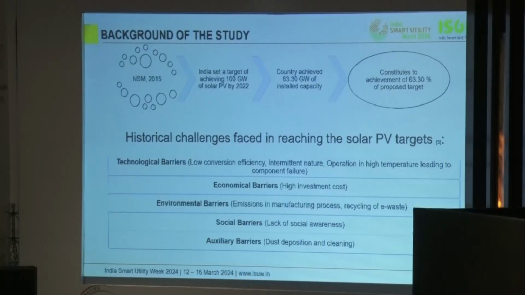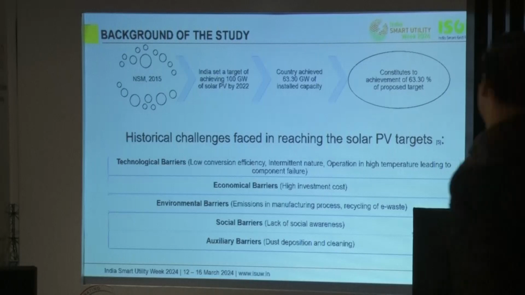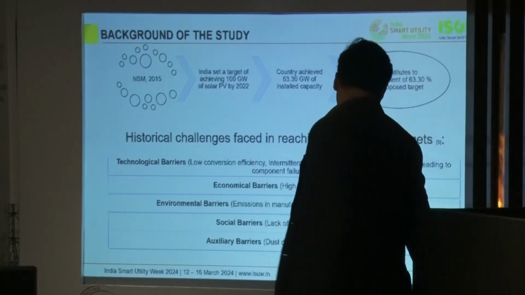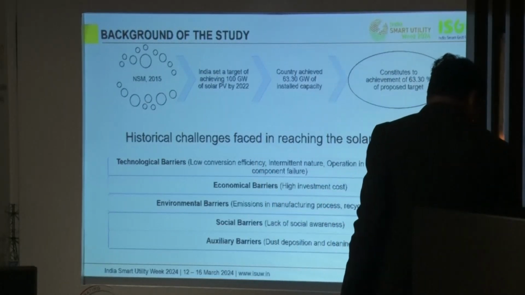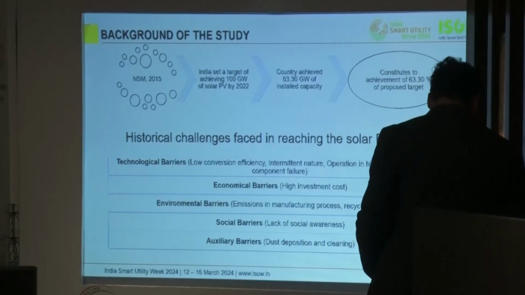our country has faced many barriers and overcome those barriers also. These historical barriers are classified into 5 major categories: technological barriers, economical barriers, environmental barriers, social barriers, and auxiliary barriers. In the technological barriers, the barriers are low conversion efficiency of solar PV panels, intermittent nature of solar photovoltaics, and operation in high temperature leading to component failure in the PV system. In economical barriers, high investment cost also exists in the current situation.